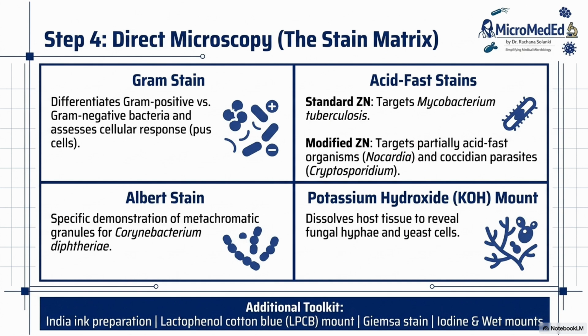Now Gram stain basically suggests gram positive or gram negative organisms. Like in case of cholera, it is gram negative bacilli but comma shaped. Hanging drop preparation is applied in that direct microscopy, where you also find darting motility. Acid fast bacilli like in case of Mycobacterium tuberculosis. Modified ZN in case of Nocardia or coccidian parasites. Albert stain in case of diphtheria and KOH mount in case of fungal infection.